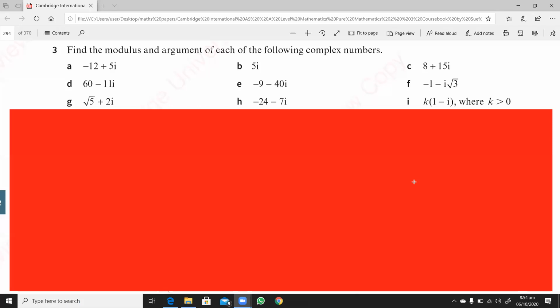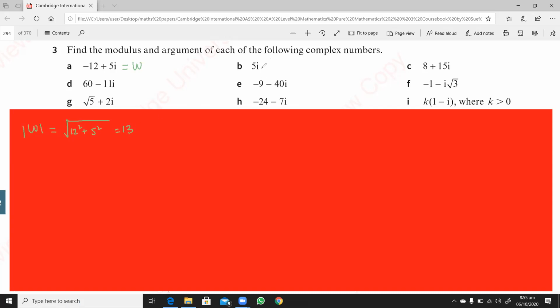So when you're going to find the modulus of, let's say, this A, you better name it something, like you say this is equal to a complex number W. Then you put these lines around it, like we use for the absolute value. So the modulus of W is going to be the square root of 12 square plus 5 square. You must know this by heart, that this is going to be 13.